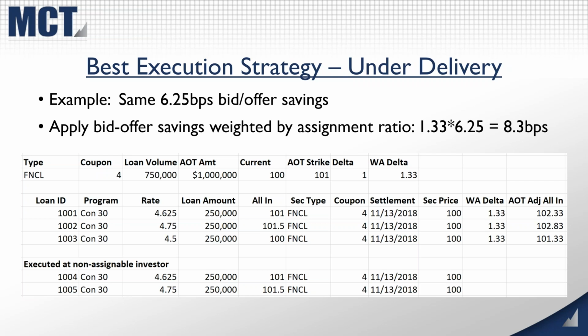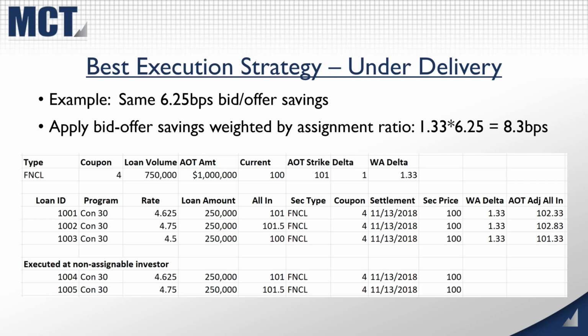So the correct math on this is to multiply it by your ratio. Your assignment ratio in this case is 1.33. So you're not saving 6.25 basis points, you're saving 8.3. Now that's a huge number in a conventional execution.